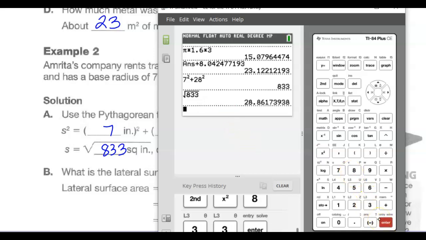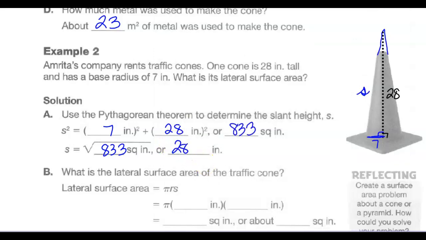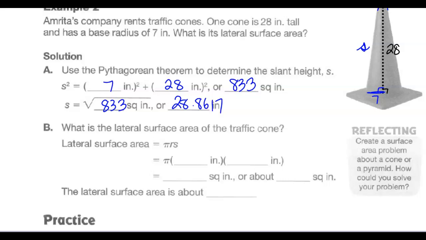And so now it's 28.8617. Okay, I'm keeping a few decimal places because I'm working backwards, not done yet. So what is the lateral surface area? It's, remember, pi r s, so pi times the radius times that slant height. Notice how it's not a whole lot bigger than 28, but it is bigger because it's the hypotenuse, so it should be.